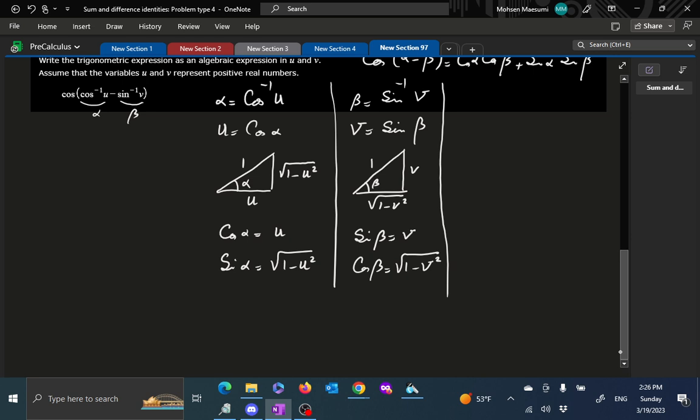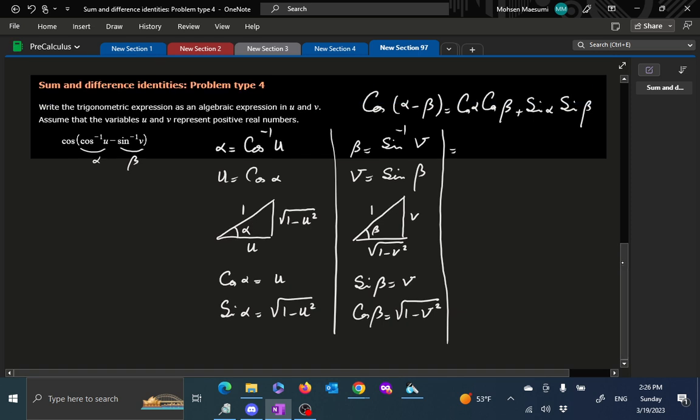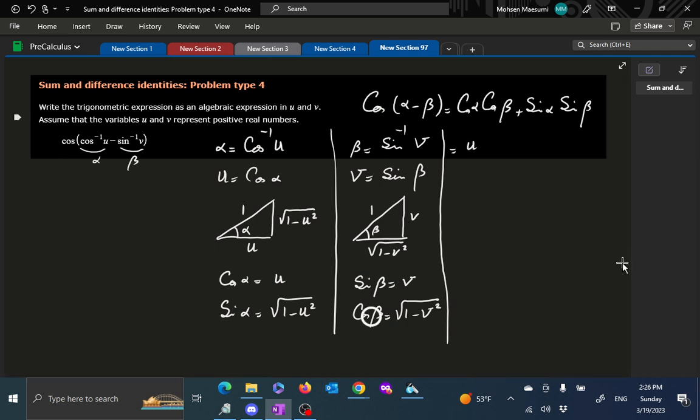Biggest challenge here is to make sure your v's and u's don't look like each other. Then cosine of alpha, here is the cosine of alpha we need, u, times cosine of beta, radical 1 minus v squared, plus sine of alpha, radical 1 minus u squared, times sine of beta, which is v. There isn't much that we can do to simplify anything. So that's the final answer.